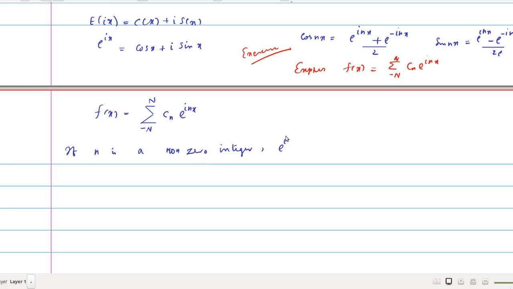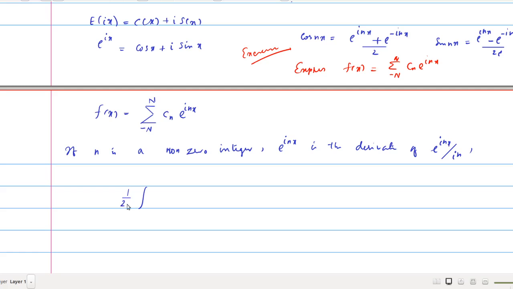we have e raised to i nx. Okay, this is the derivative of e raised to i nx by in. When you differentiate this expression, you will get e raised to i nx itself. Okay, and this also has the period 2 pi. So we evaluate the integral.